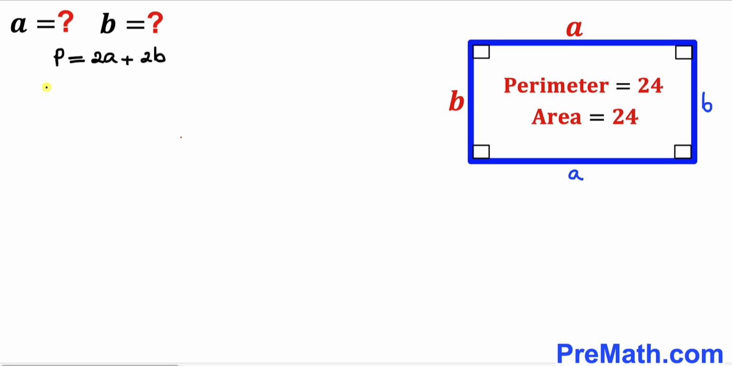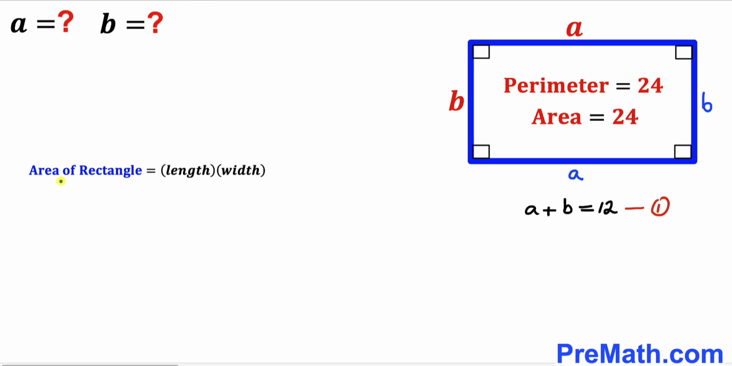After the substitution we get 2 times a plus 2 times b equals 24. Now I'm going to divide each and every term by 2 across the board. So we end up with lowercase a plus lowercase b equals 12. I'm going to label this as our equation number 1.